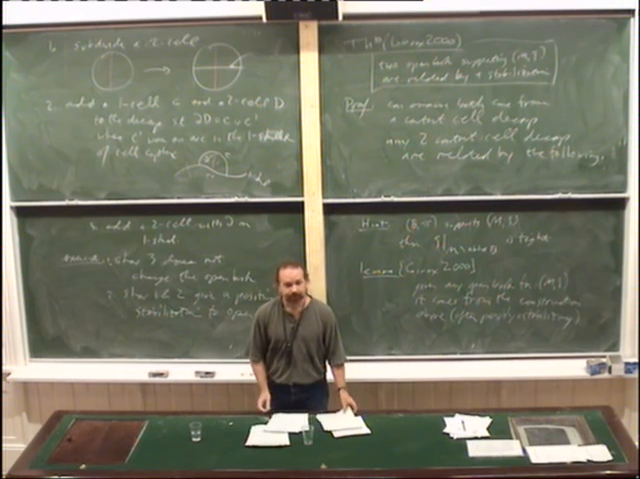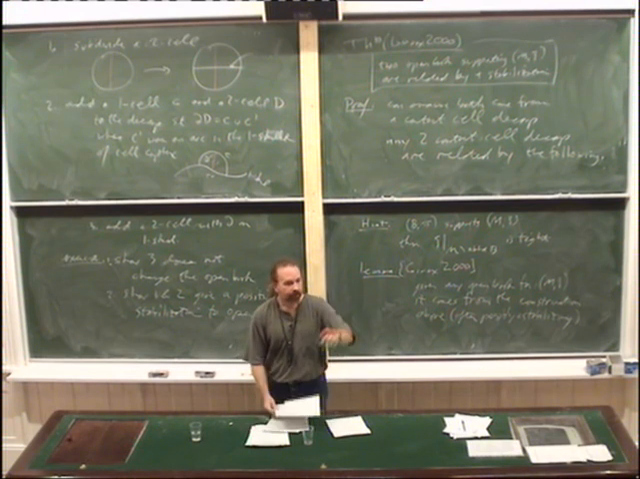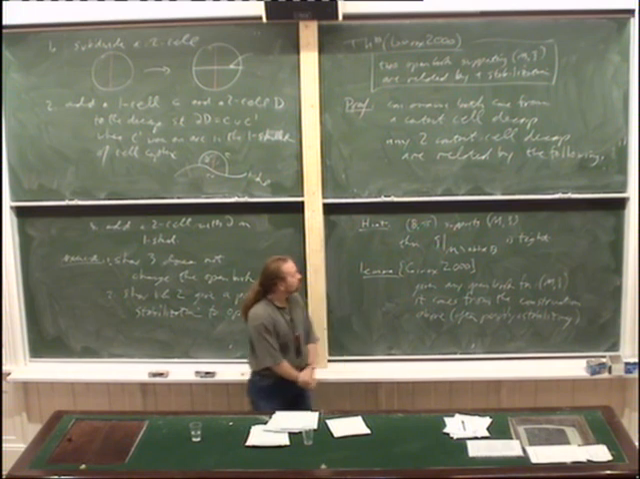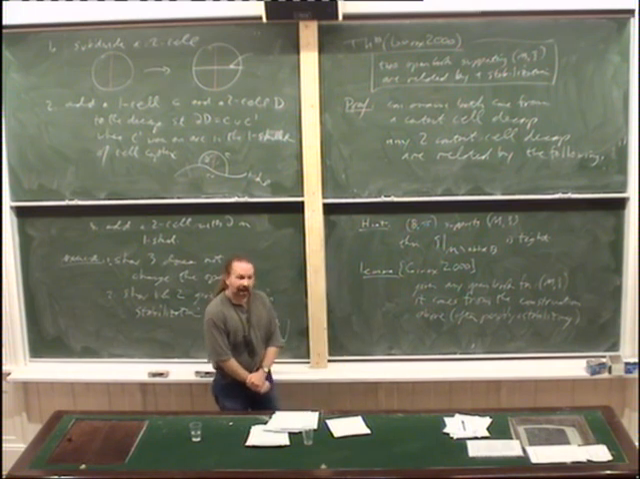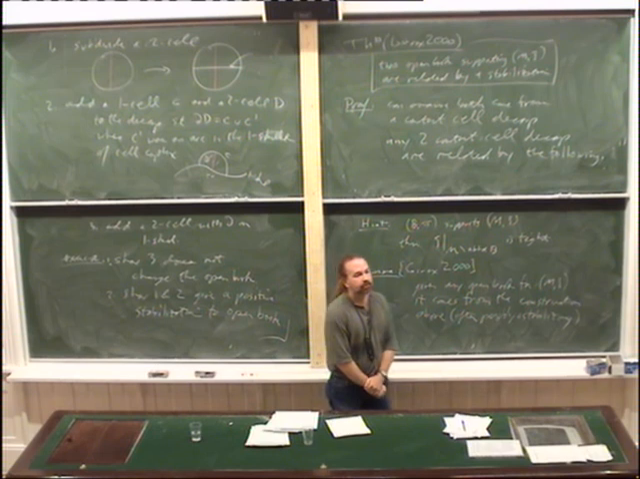Any questions? Yeah? Does this mean that if there's an overtwisted disk, it has to intersect the binding? Yes, it has to intersect the binding, yes.